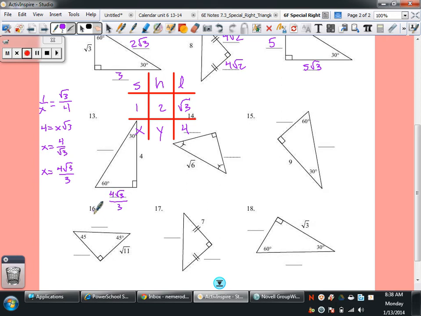Hypotenuse, double that, and to double that, this is multiplying a fraction. This is just like 2 times 4 thirds, okay, which is 8 thirds. We just have the radical there also.